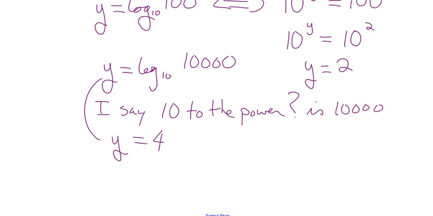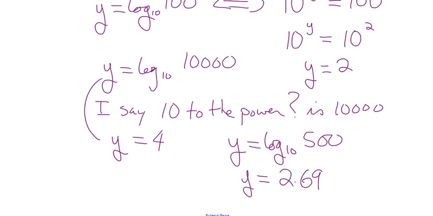But what if I write y equals log base 10 of 500? Well, 10 squared is 100, and 10 cubed is 1,000. So 10 to the what is 500? It's got to be somewhere between 2 and 3. How do you find it? Use your calculator. Just go log 500. What do you get? 2.69, rounded to 2 decimals. We say y equals 2.69.